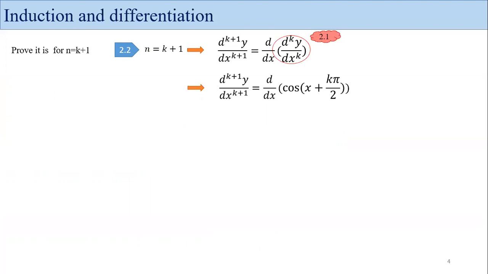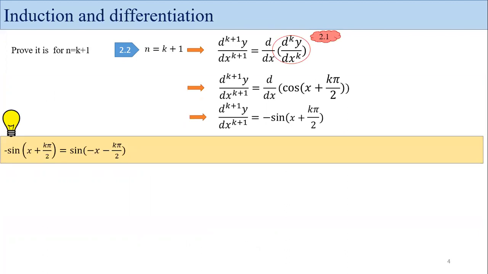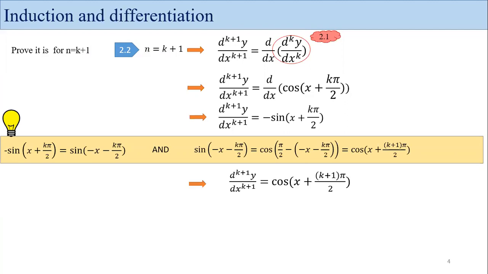The derivative of cosine of x plus k pi over 2 is the minus sine of the same argument multiplied by 1, which is the derivative of the argument. Now we need to use some trigonometry rules. First, we use the sine rule for sine of x, which is minus sine of x is equal to the sine of minus x. Second, the sine of an argument is equal to the cosine of pi over 2 minus that argument. By using these two relations, we can prove that the equation is true for n equal to k plus 1.